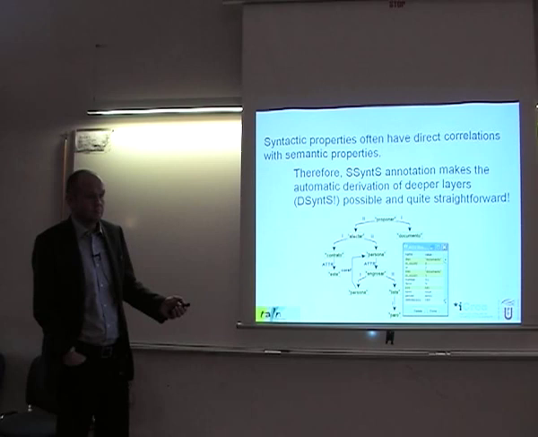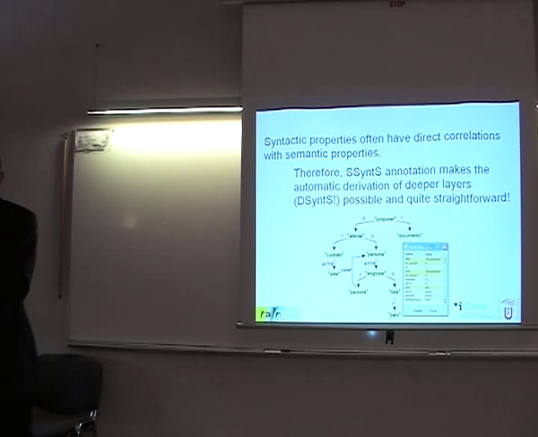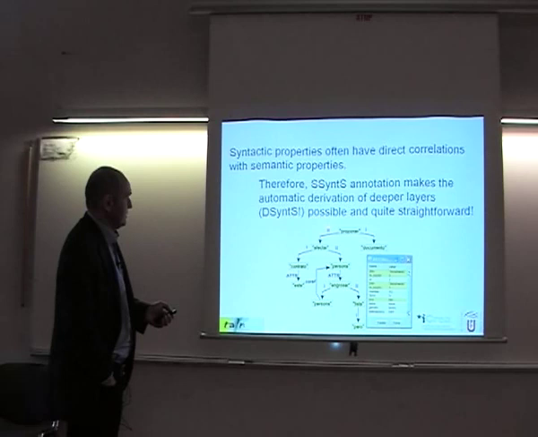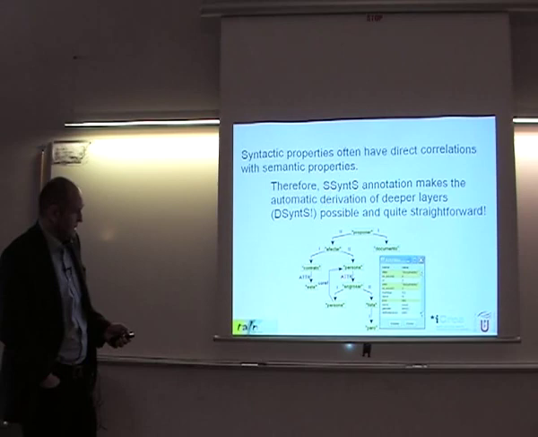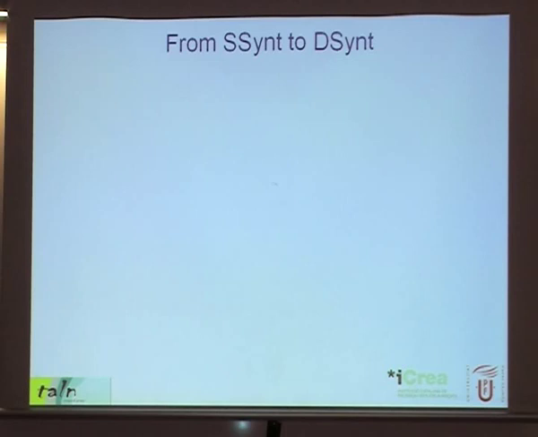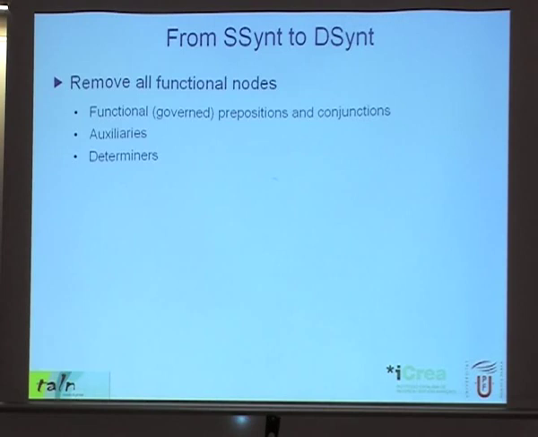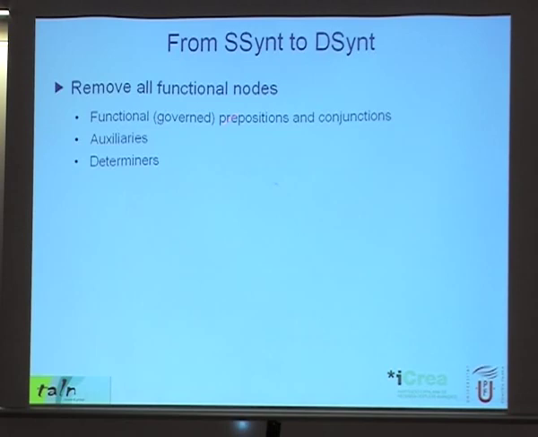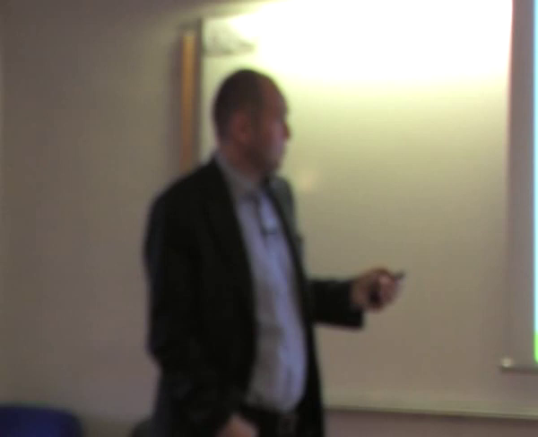So here, it's rather condensed compared to the surface syntax. There are only, let's say, argument relations here and an attribute relation and two other relations. Okay, so what do we need to do in order to get from surface syntax to deep syntax? First, we need to remove all functional words or actual nodes, that is prepositions, conjunctions, auxiliaries, determiners.